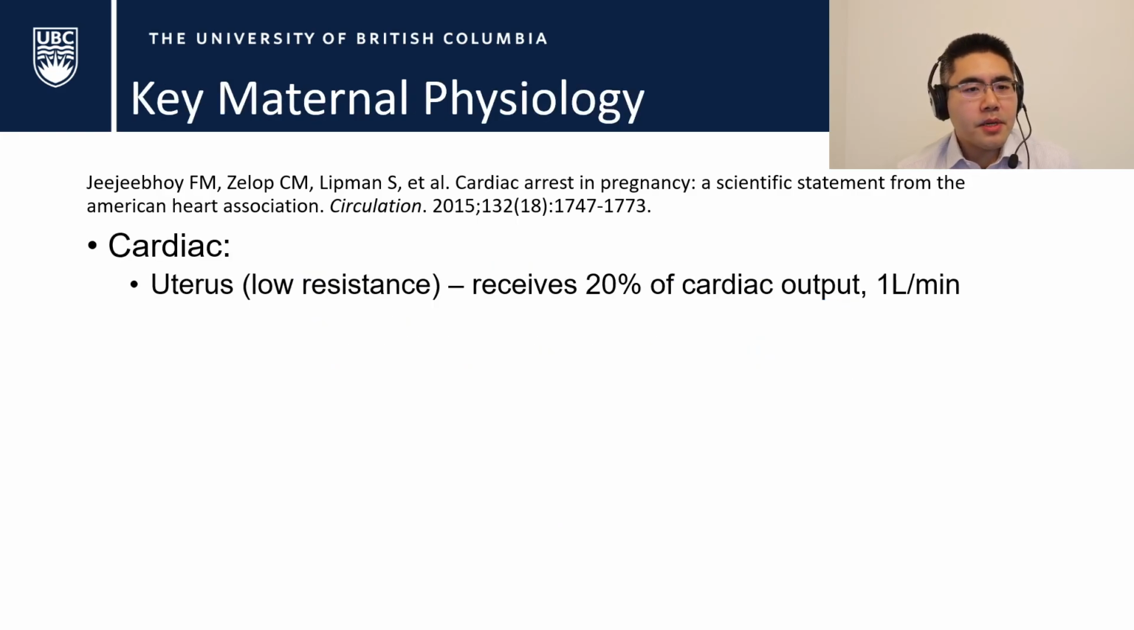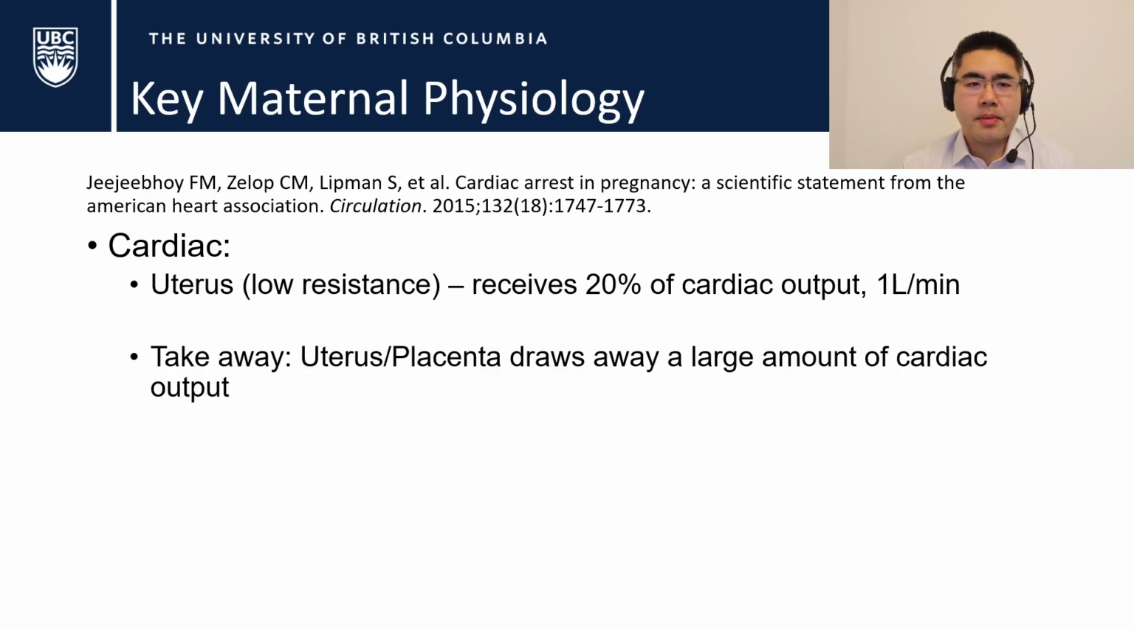On to my final point, just talking about the uterus. Remember, the uterus itself is a low resistance vessel. The placenta invades and becomes low resistance, and it receives 20% of cardiac output. This is about 1 liter a minute. You think about your normal circulating volume being about 5 to 6 liters, so almost 20% of your circulating volume goes towards the uterus each minute. Again, that makes postpartum hemorrhages very scary.